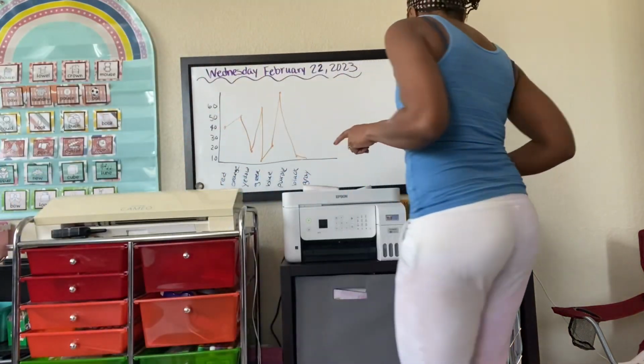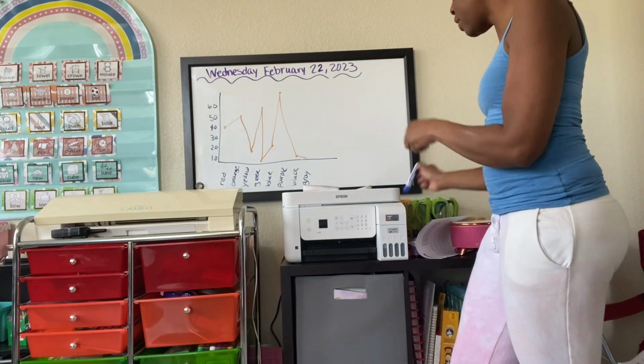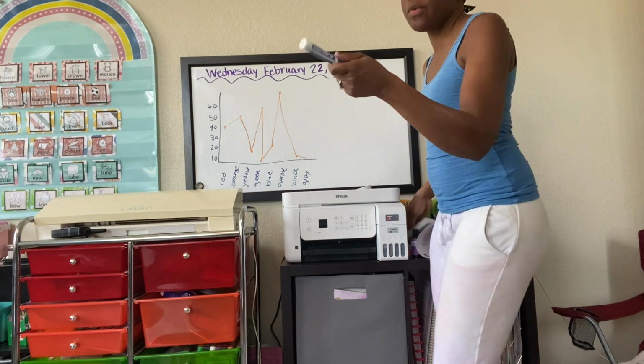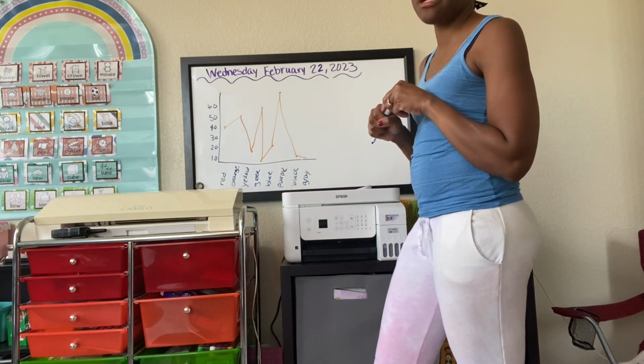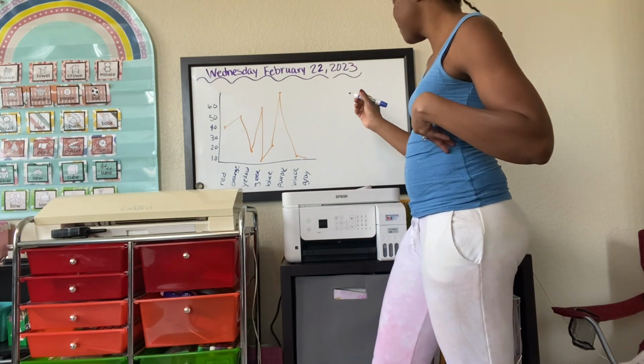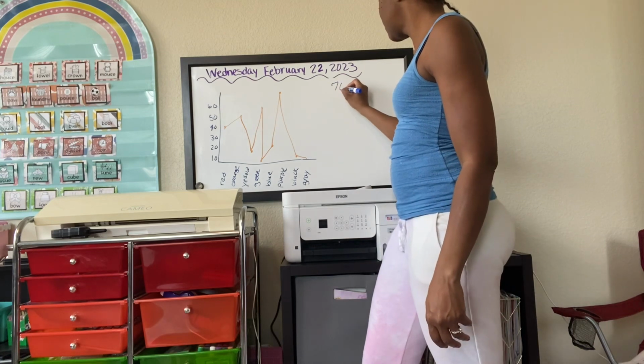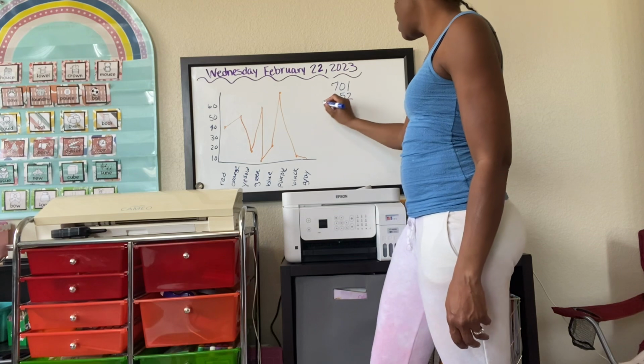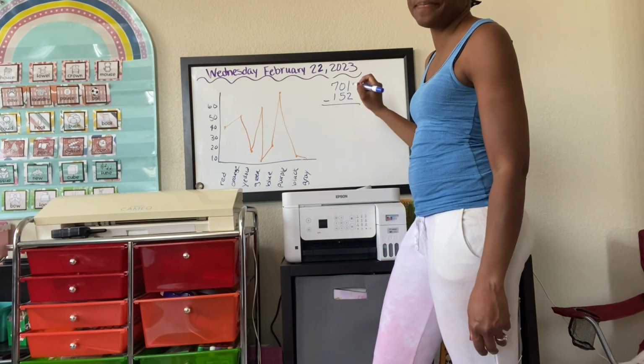Okay, let's go to the next one. I'm going to leave this graph up, but I want to make it a little smaller. So the next one is, find the difference. What's our number? 701 minus 152. All right, Elijah, can we take 2 from 1?